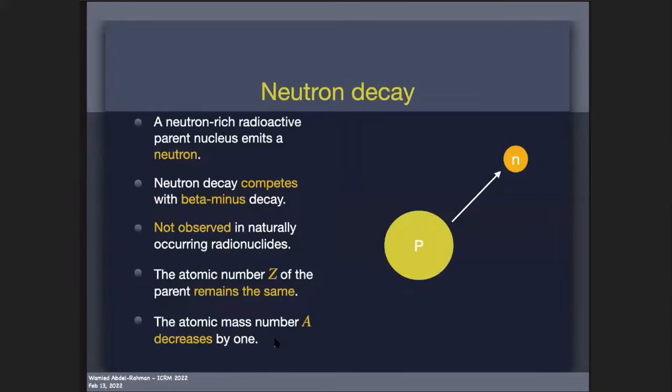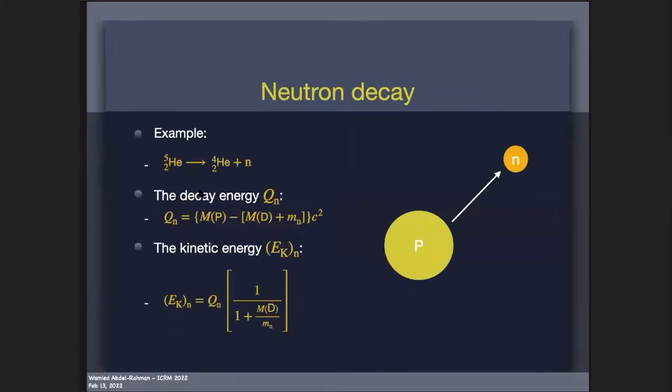Some nuclei may be neutron rich, and they decide to give up a neutron, and the neutron is emitted. This is not observed in nature, but artificially produced radionuclides may actually undergo neutron decay. This is an example, helium-5, for example. This is not a naturally occurring radioactive nuclide. It will undergo just a neutron decay, transforming to helium-4 and a neutron.